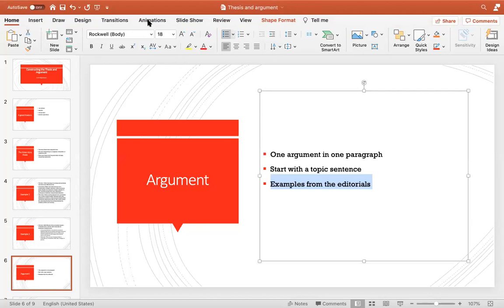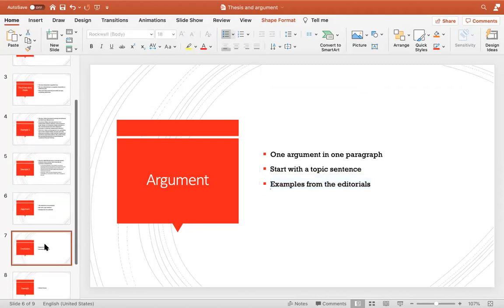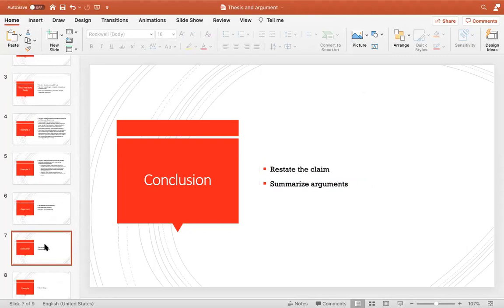Okay, students. So let's continue. So I was on examples from the editorial. So you need to cite examples or give examples from the two editorials that you choose for your assignment. I will explain that further in the example of two editorials. And then finally, you write a conclusion for your argument analysis paper.